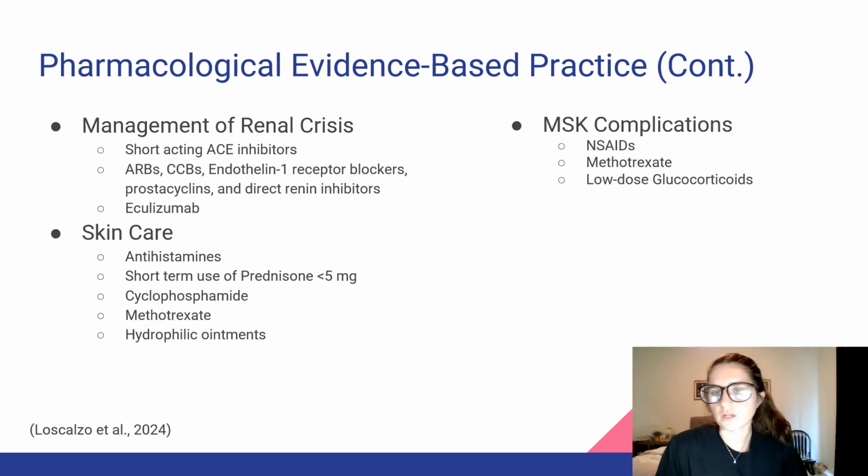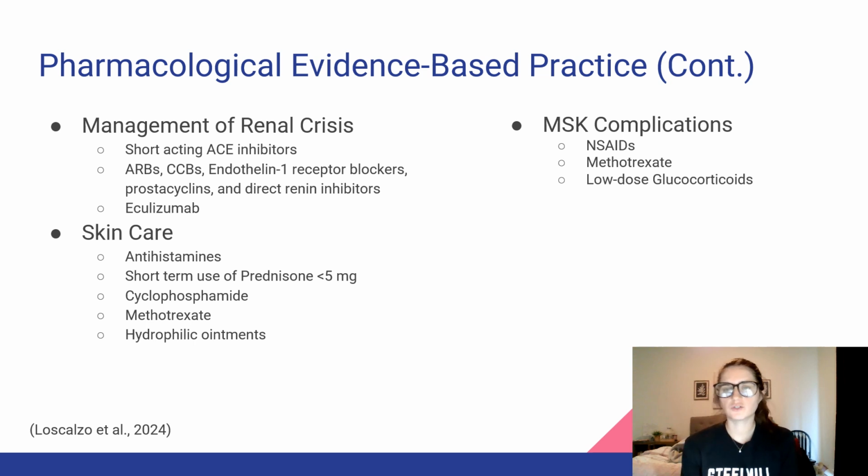Moving on with the pharmacological management for these patients, if your patient is in renal crisis, they will need to be hospitalized, first of all, but second of all, you want to bring down the blood pressure. So typically, you'll start with a short-acting ACE inhibitor, and then if you're unable to manage the blood pressure after that, then you can move on to an angiotensin receptor blocker or a calcium channel blocker or an endothelin 1 receptor blocker. And then you can also use prostacyclins or a direct renin inhibitor. And then sometimes these blood pressure medications will be used in conjunction with eculizumab.